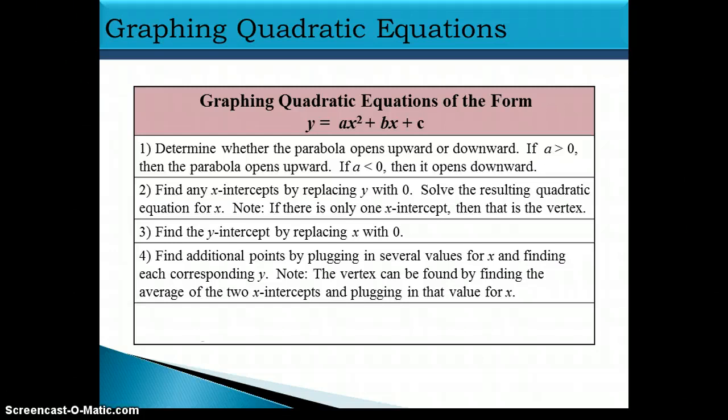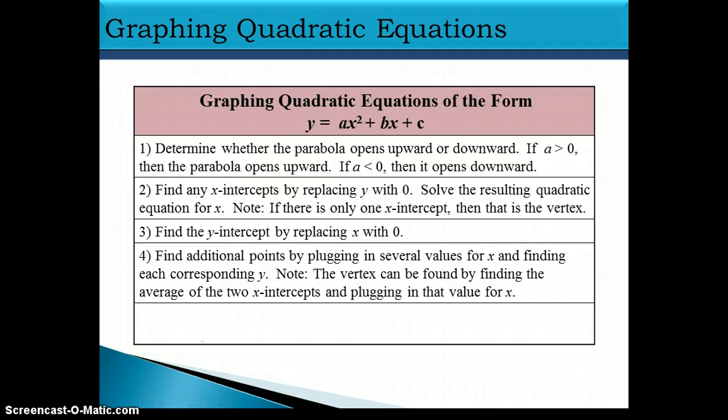The fourth step is to find additional points by plugging in several values for x and finding each corresponding y, and that will give us a collection of ordered pairs, and we can plot those ordered pairs as points on our graph. And then note that the vertex can be found by finding the average of the two x-intercepts and plugging in that value for x.